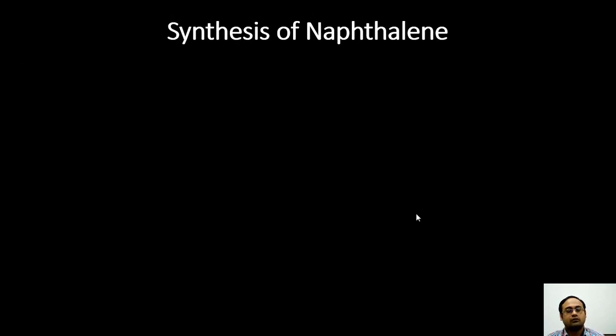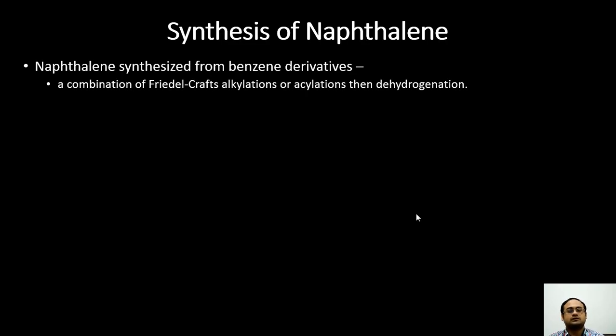So let us understand how one can synthesize naphthalene and its derivatives. Naphthalene can generally be synthesized from benzene derivatives using a combination of Friedel-Crafts alkylation and acylations.